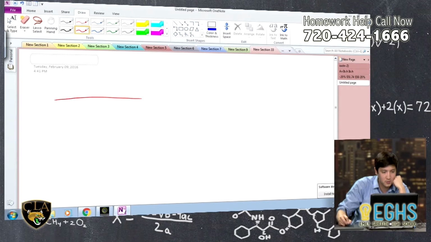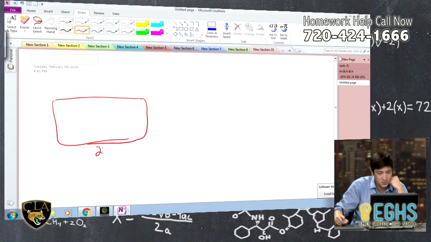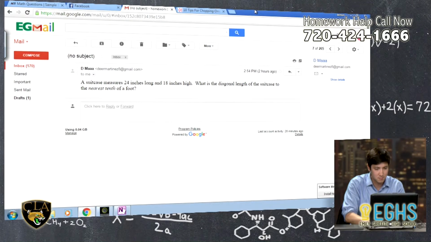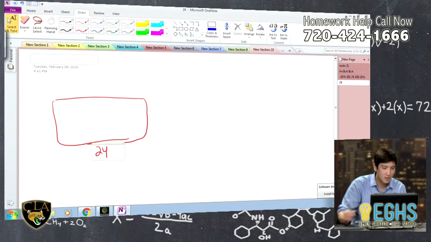So we said it's 24 inches long and 18 inches, oh, that's not a very good suitcase, but 24 inches long and what did I say, 18 inches? Yeah, I think so. High? Yeah. And 18 inches high, and then I'll just put a little handle up here.